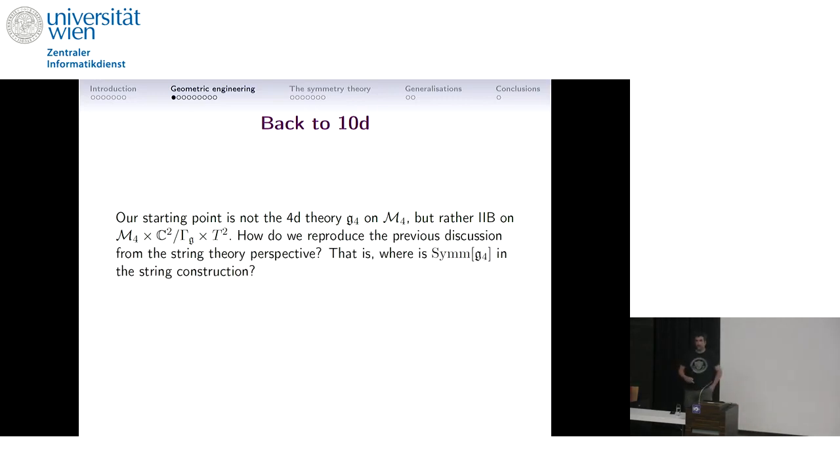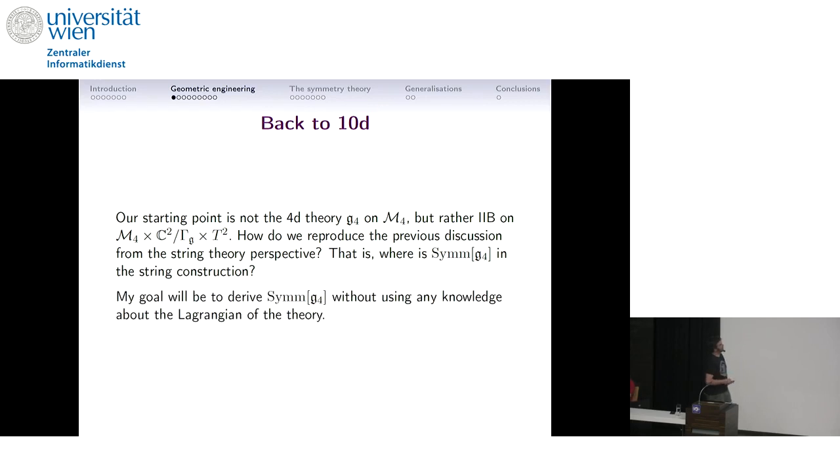So how do we obtain this symmetry TFT, this theory that encodes the symmetries of our theory, from the string theory perspective? That is, where is the SymTFT in the string construction? And that's what I'm going to do now. Importantly, even if this is a Lagrangian theory, I'm not going to use any knowledge about the N=4 case. The same techniques apply, and we have applied them to theories where we don't know the Lagrangian.